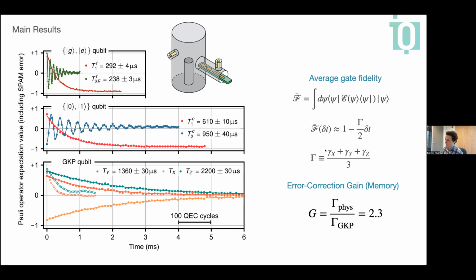And in the end, it's just the average of the decay rates of X, Y, and Z. You can get this by averaging over the X, Y, and Z Pauli eigenstates. And yeah, so now if we compare the rate of the best physical element to our best GKP error correction, our maximum gain that we could obtain was 2.3.